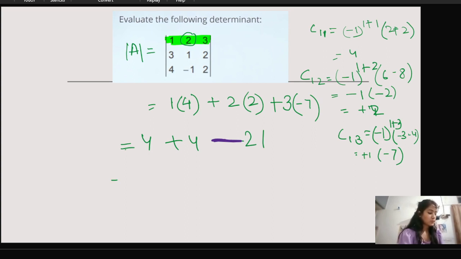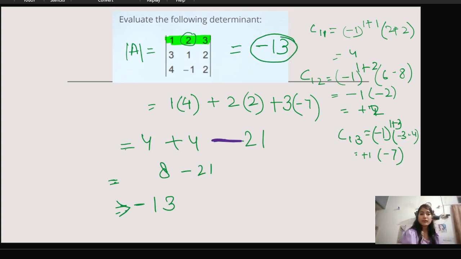So 8 minus 21. From here what are we getting? The answer will be minus 13. Have you understood how we have to find the determinant? This is a bit of a long process, but it is easy once you come into practice.